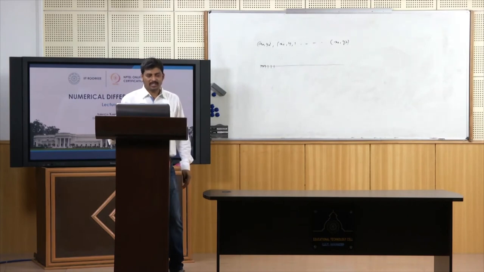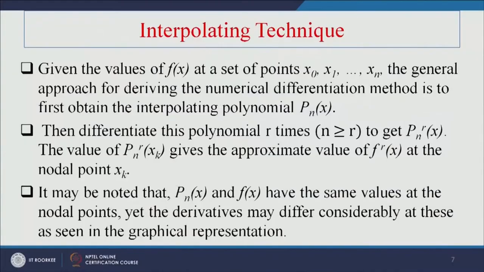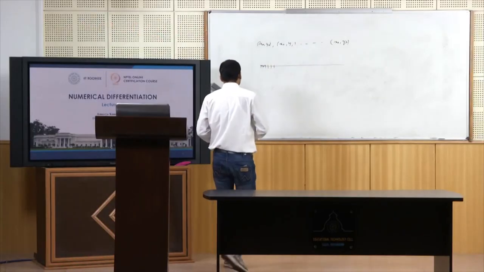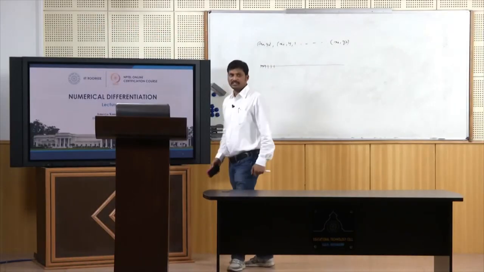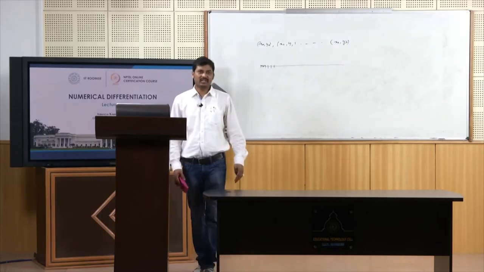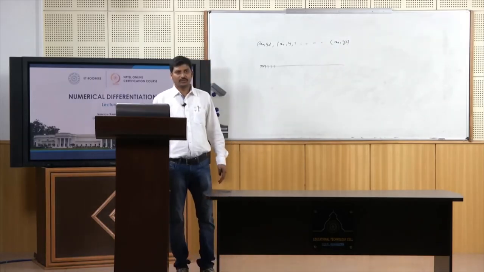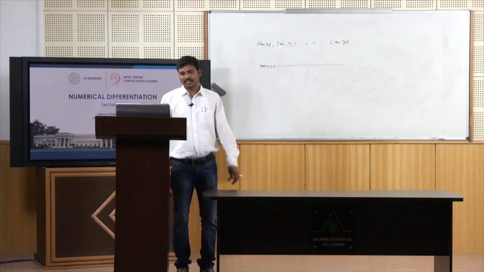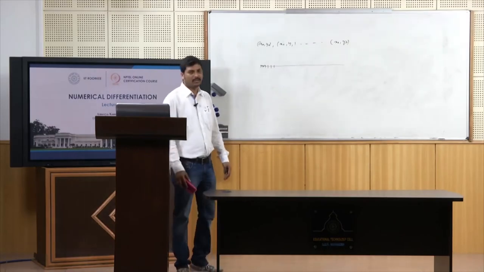It may be noted that P_n(x) and f(x) may sometimes have the same values at the nodal points, but the derivatives are different, which I have already shown in the graph. First we will go for equispaced points, and the first differentiation with interpolation we will carry out here is Newton's forward interpolating polynomial.